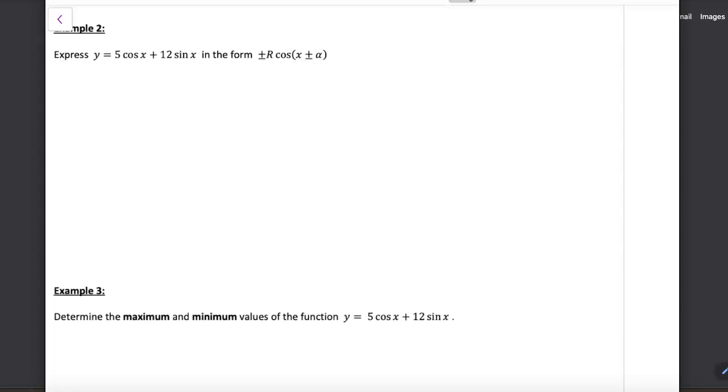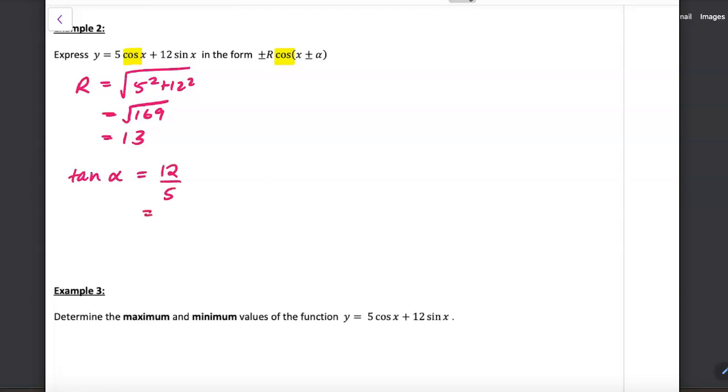So in example 2, we've got y equals 5 cos x plus 12 sin x. So we're going to put this in the form of a cosine curve. First of all, we're going to find our capital R value, our amplitude of the resulting curve. That's the square root of 5 squared plus 12 squared, which is the square root of 169, which is 13. The tan of alpha is going to be b over a, 12 over 5, which is 1.176 radians.